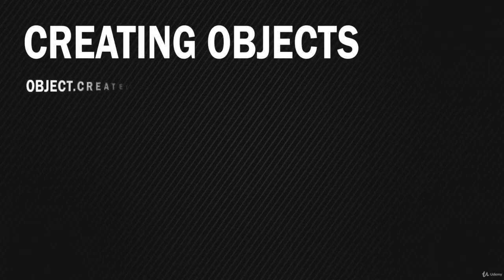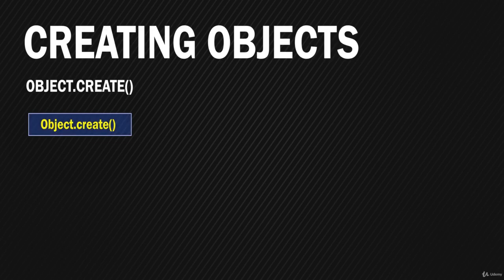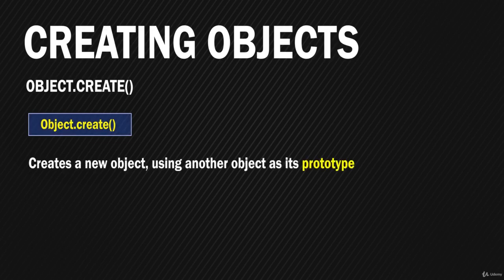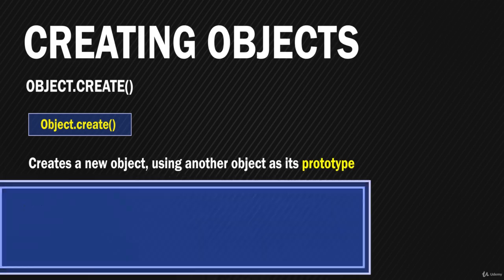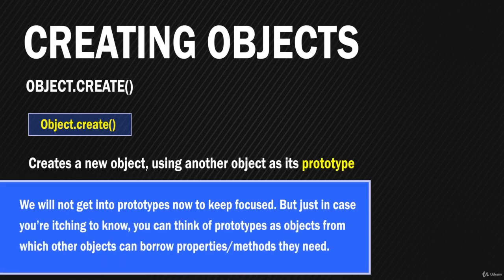Yet another way to create an object is with the Object.create method. Using Object.create creates a new object, but it uses another object as its prototype. What do I mean? We will not be getting into prototypes now because I want us to keep focused. We're going to have a whole bonus section on prototypes, and I'm going to be taking you through it. But just in case you've got the itch, you can think of a prototype as an object from which other objects can borrow properties and methods they need.